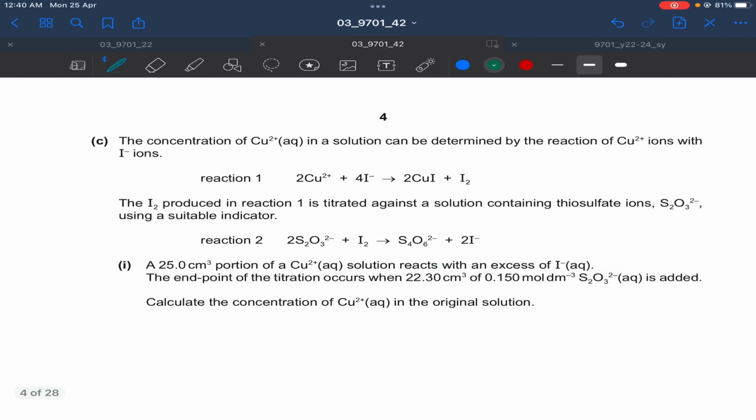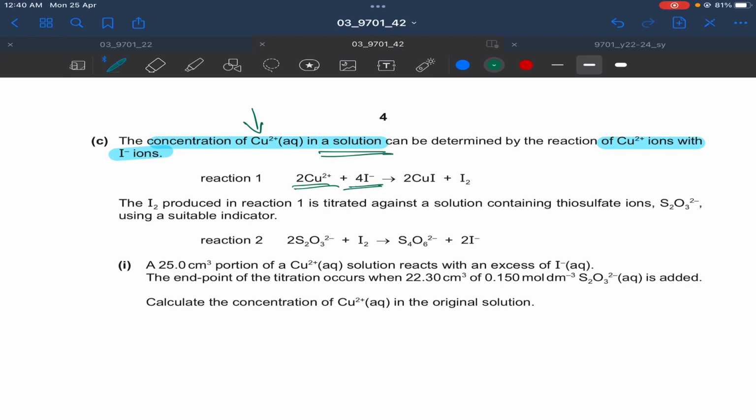All right, now the next part C. The concentration of copper ions in a solution can be determined by the reaction of copper ions with the iodide ions. So we have to find out the concentration of copper ions in a solution, right? And we are reacting copper ions with iodide ions.